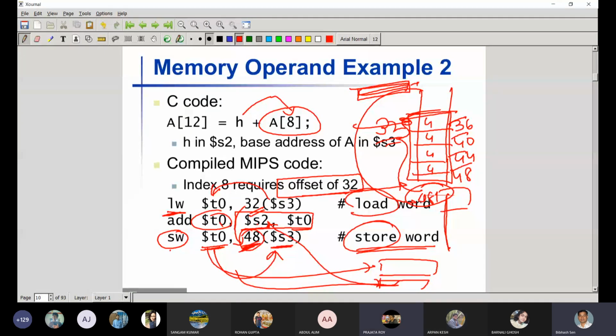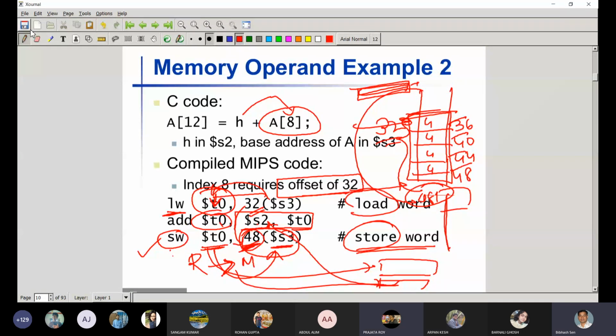Got it? No, sir. Load is from memory to register, so the direction is like this, and the store command goes from register to memory, like this. The syntax is not the same. This is the destination in the case of store. Okay, sir. Got it?